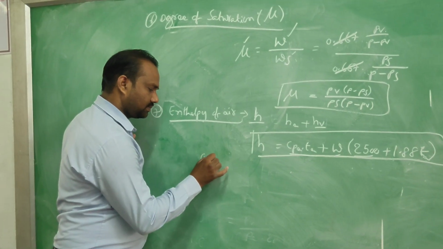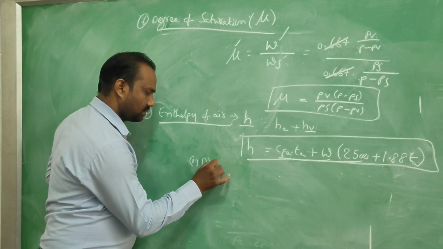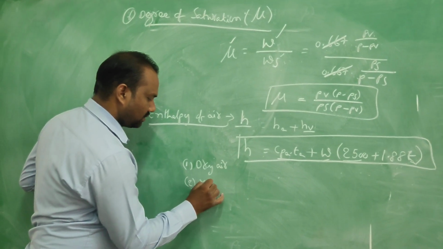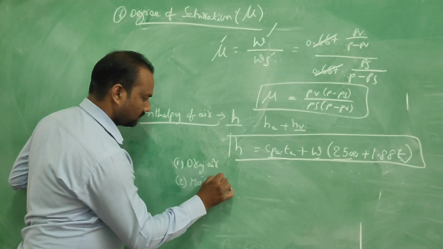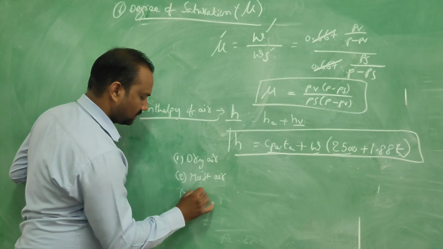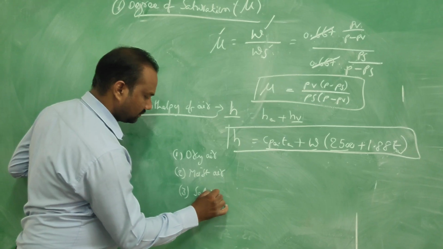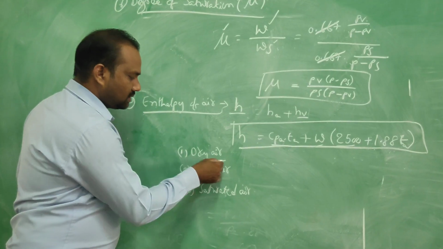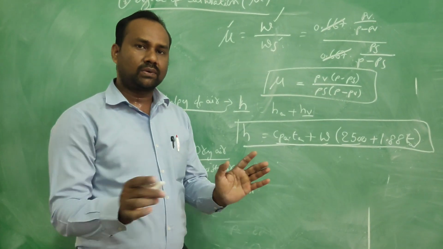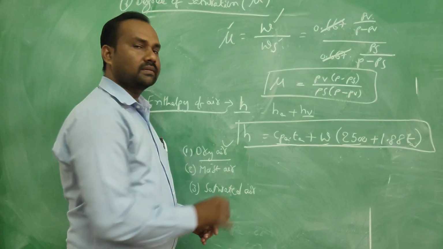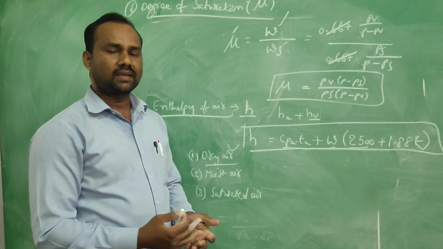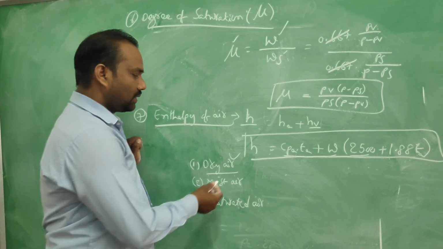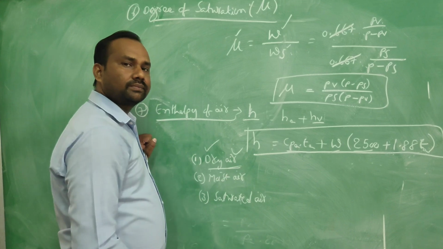One is called dry air, moist air, and saturated air. What is dry air? The air without any water vapor is referred to as dry air. And dry air mainly contains the gaseous elements like nitrogen, oxygen, carbon dioxide and inert gases. So air without any water vapor is referred to as dry air.